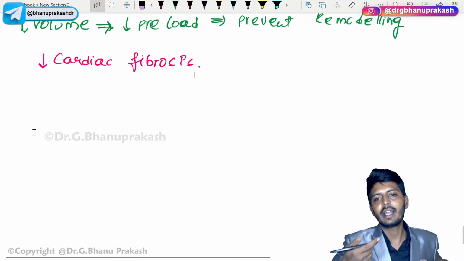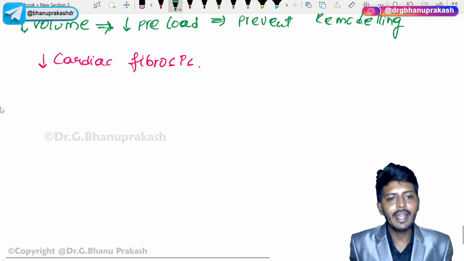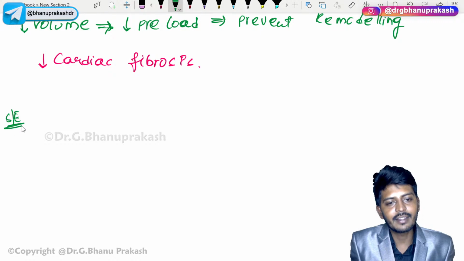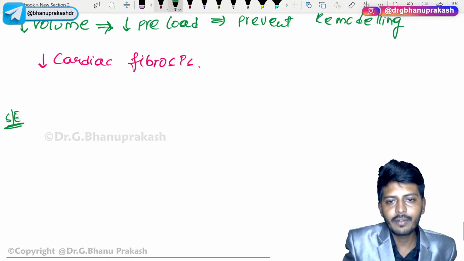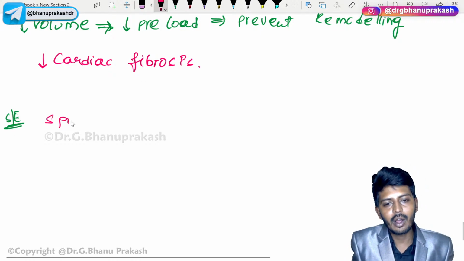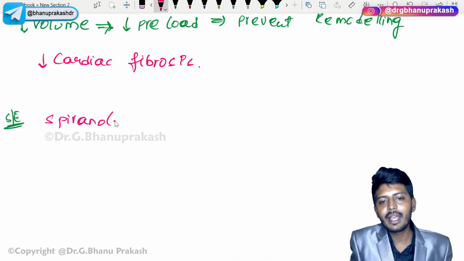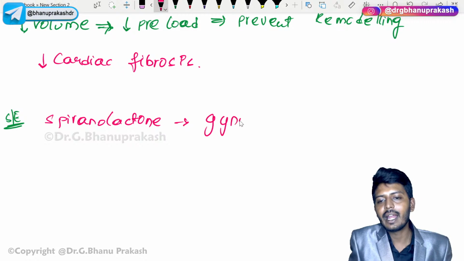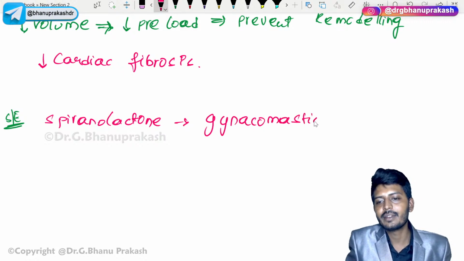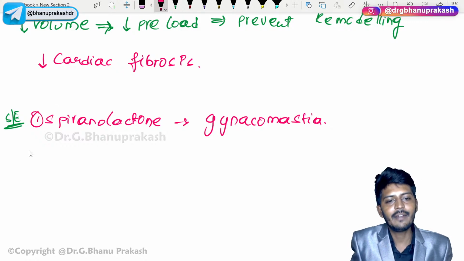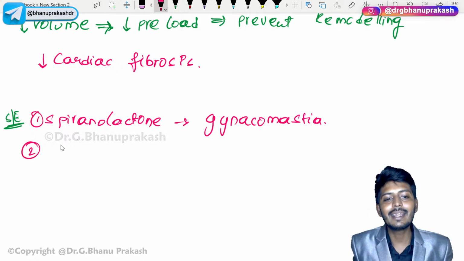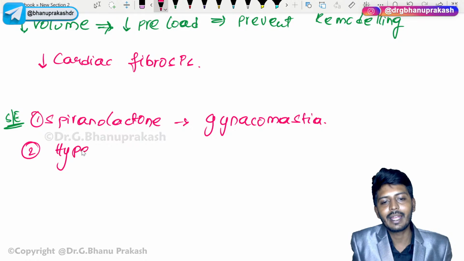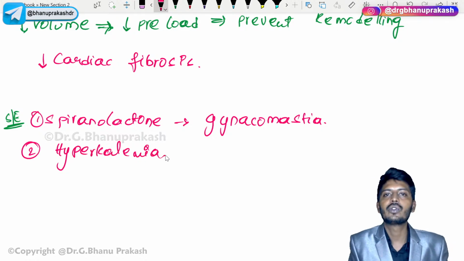When these potassium sparing diuretics are used, what are the side effects we can get? Yes, one of the most important, with spironolactone, all of you are absolutely correct: spironolactone will cause gynecomastia. So this is the first point in the side effects. Second, these drugs increase the risk of hyperkalemia. They can lead to hyperkalemia. So this is the story of your aldosterone antagonists.